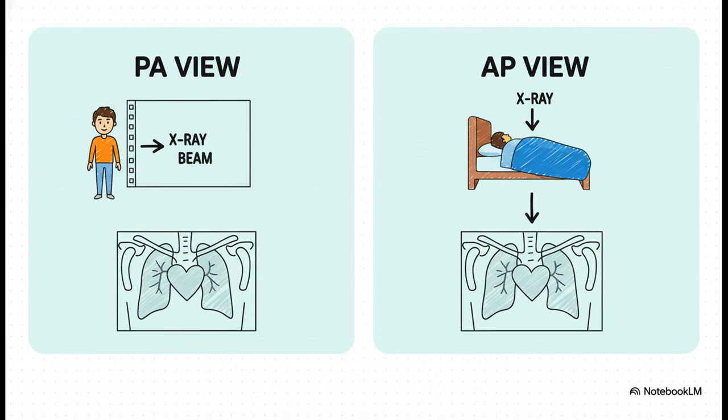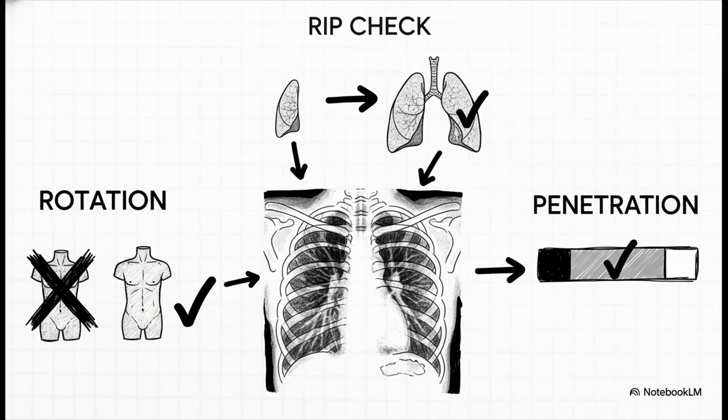But it has a downside. It makes the heart look bigger than it actually is. So just knowing which view you're looking at is a huge first step. So how do we know if we have a good high-quality image? Well, professionals look at 3 key things. Sometimes they call it the RIP check: rotation, inspiration, and penetration.